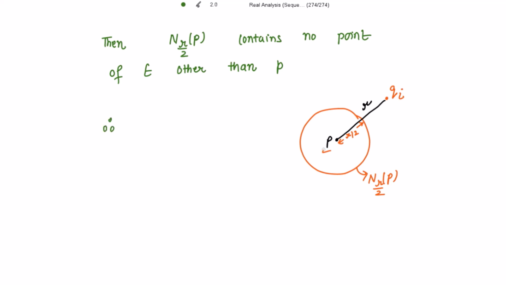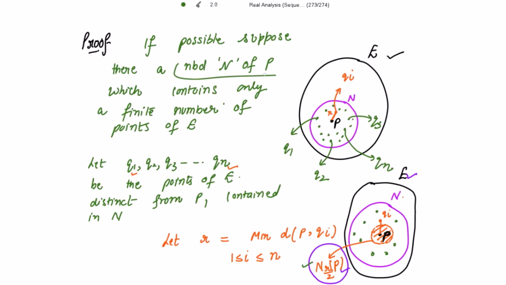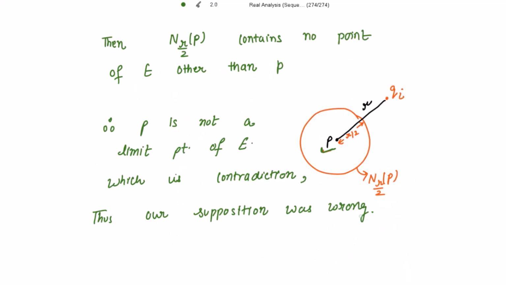So therefore, what can we say about this P? Therefore this P is not a limit point of E. This P should not be a limit point of E at all. So this is a contradiction, because it is given that P is a limit point of E, but we have shown that P is not a limit point of E. Thus our supposition was wrong. What have we supposed? We have supposed that the neighborhood N of P contains only a finite number of points of E. We have supposed this. So our supposition was wrong.